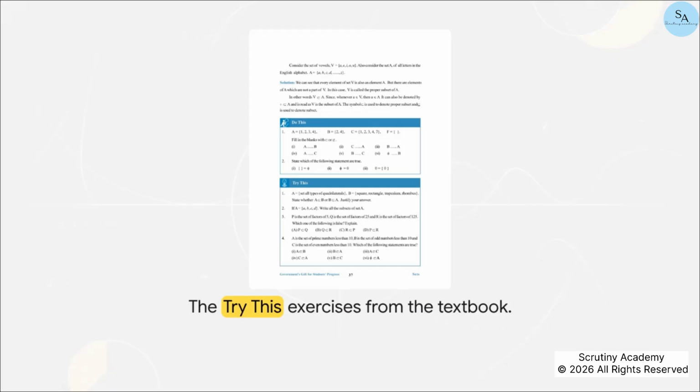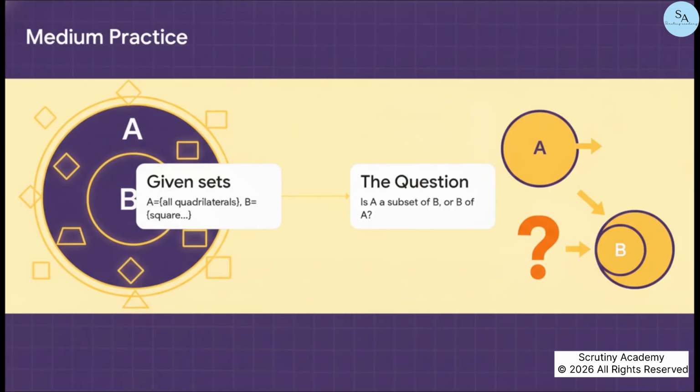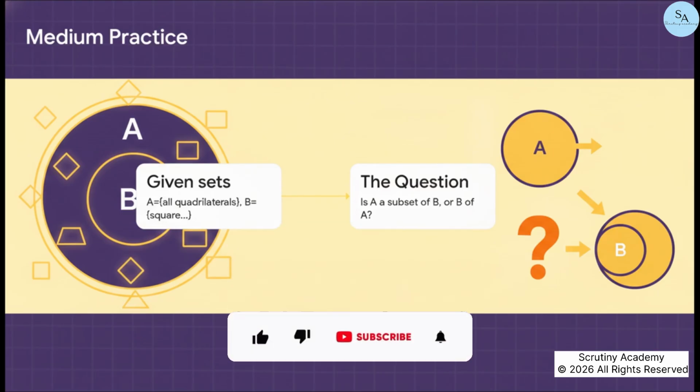Now let's step it up a notch and look at the try this exercises directly from your material. I want us to look at question number 1 in that bottom box together. It's all about quadrilaterals. Let's break this down just like a tutor would. Step 1, what's given? Set A is all types of quadrilaterals, so literally any four-sided shape. Set B is a specific list: square, rectangle, trapezium, rhombus. Step 2, what's asked? The question wants to know, is A a proper subset of B, or is B a proper subset of A? Basically, which one fits inside the other?